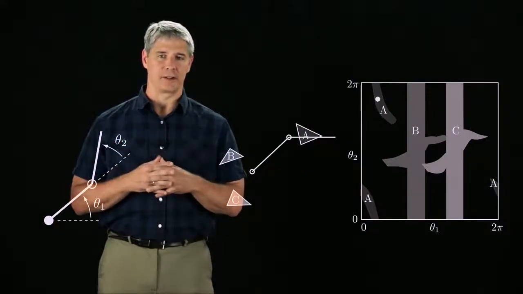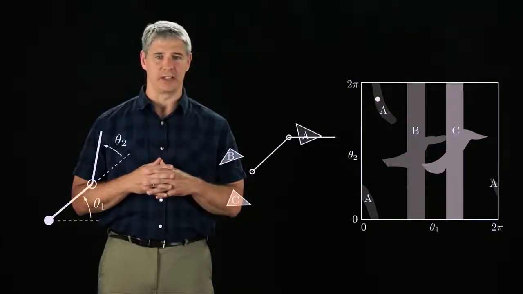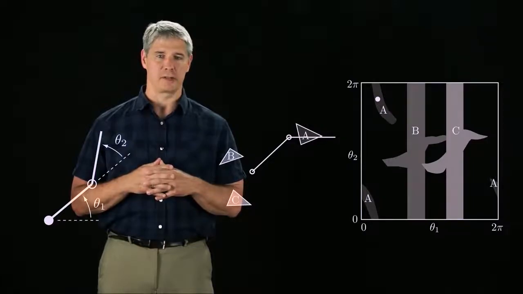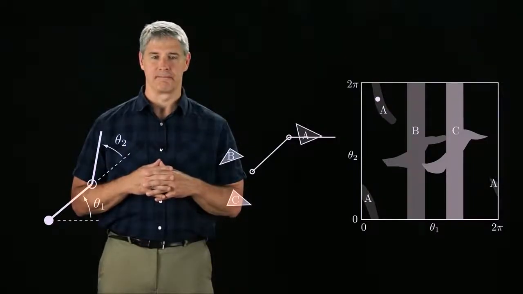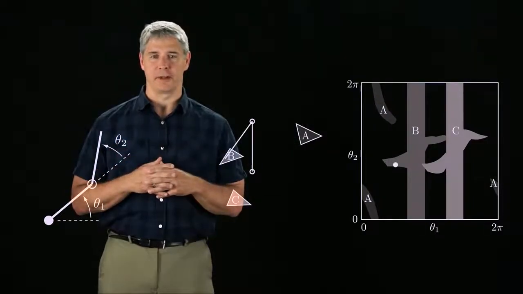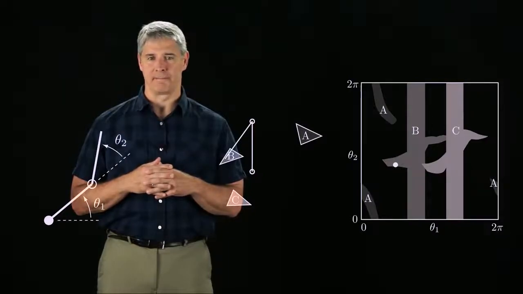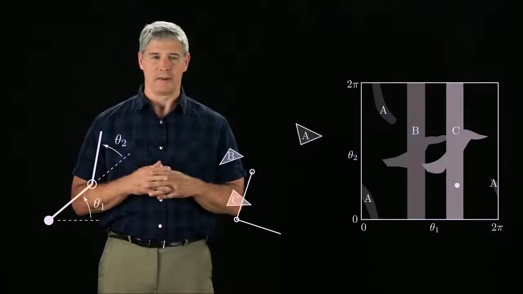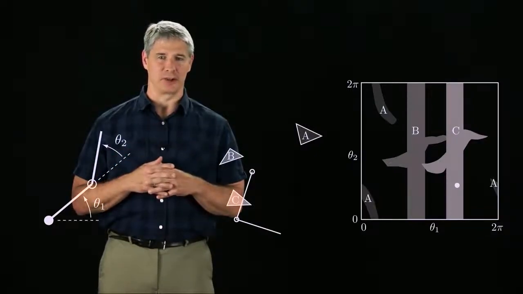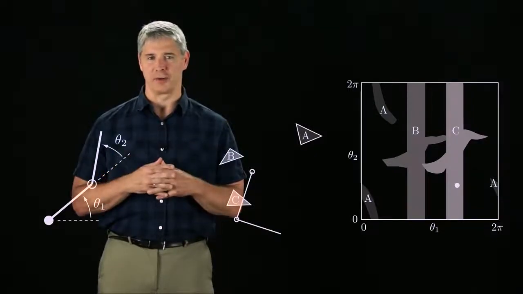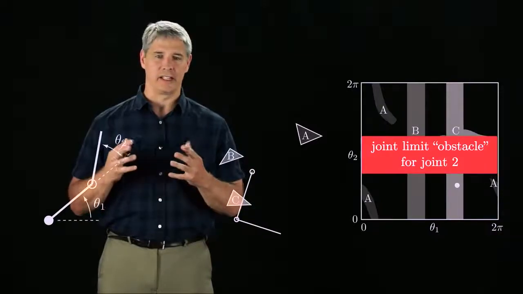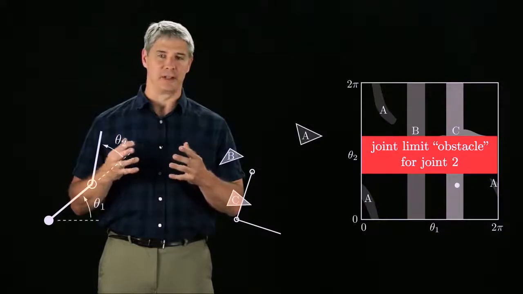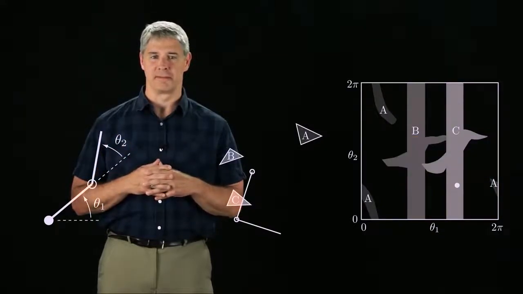An example configuration in collision with obstacle A is shown here. Theta 1 is 45 degrees and theta 2 is 315 degrees. Next, we see an example configuration in collision with obstacle B, and finally a configuration in collision with obstacle C. If the robot also had joint limits for joint 2, preventing link 2 from rotating over link 1, we'd get another obstacle, this one due to the joint limits. In the rest of this video, we'll assume no joint limits.